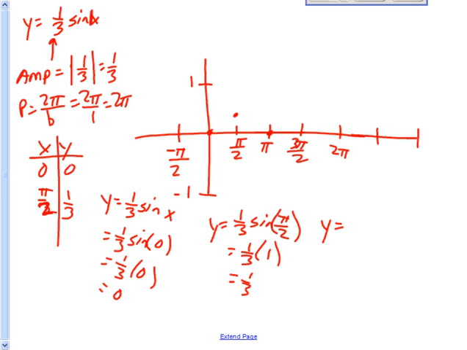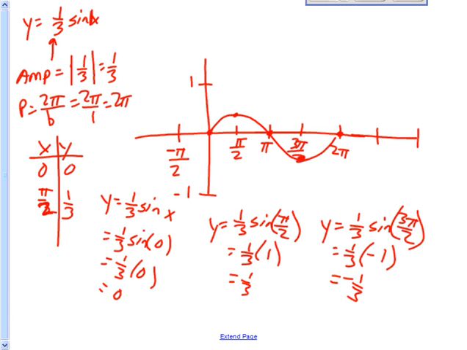Sine of 3 pi halves, right? I'll write this one down for you. So we're down to negative a third, about right there. At 2 pi, sine of 2 pi is 0, 0 times the third in front. Anyways, I can get a few more if I needed them, but I'm confident. I'm like, oh yeah, I know what this thing looks like. Sine of negative pi halves is negative 1. Negative 1 times the 1/3 in front, negative 1/3, right? And so on.